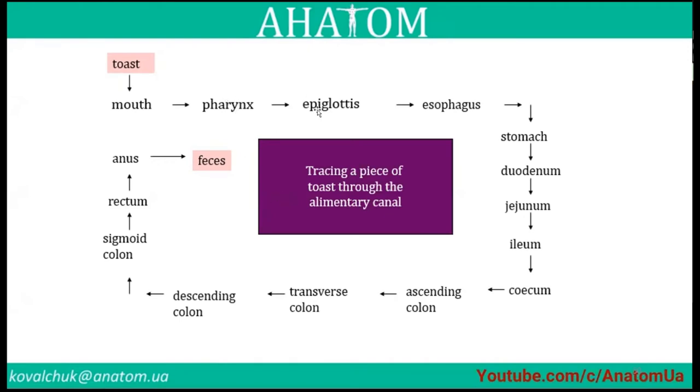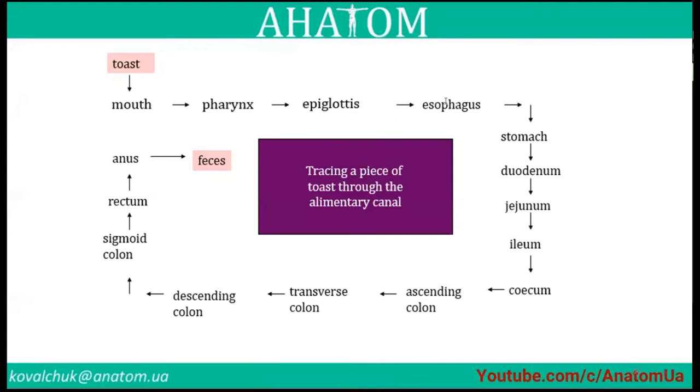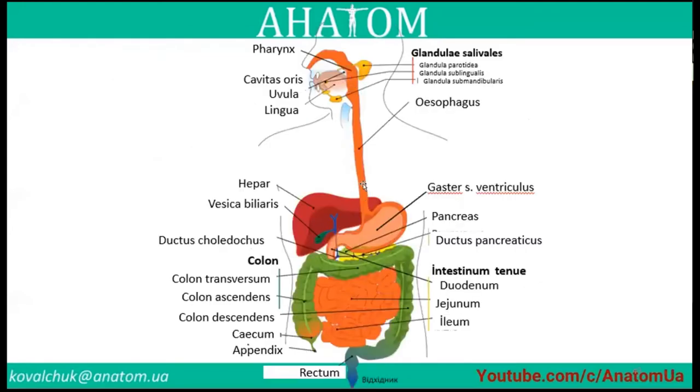Next, after the epiglottis closes the respiratory tract in the laryngopharynx, food does not move to the respiratory system. Here, this is the place, yeah? Next, food moves to the esophagus. Esophagus, is it a tubal organ or not? Yeah, it's a tubal organ and consists of three parts: a cervical part in the neck region, a thoracic part in the thorax, and an abdominal part. It's a small part after the diaphragm.